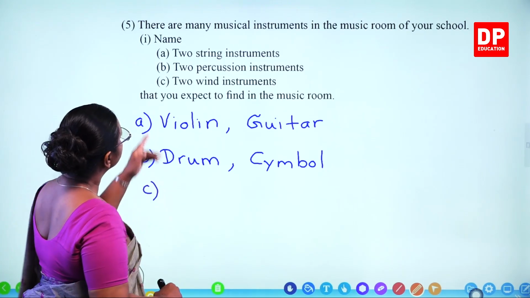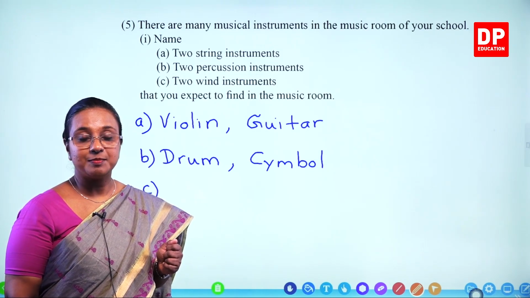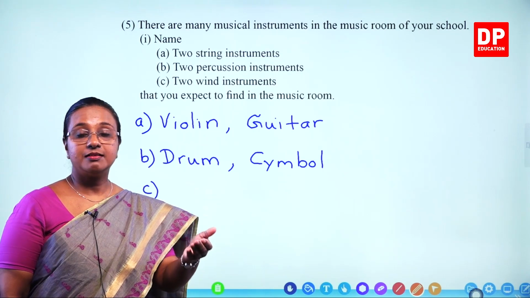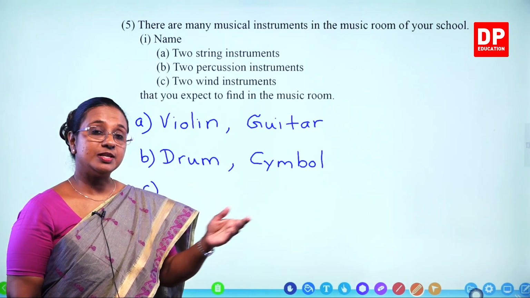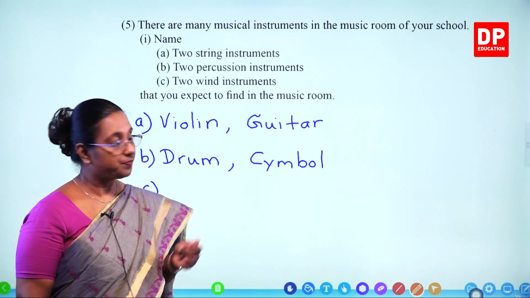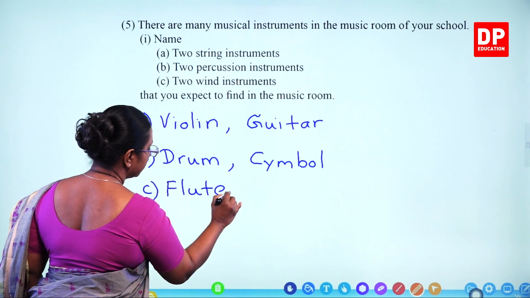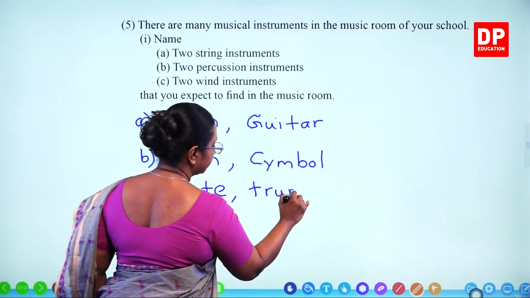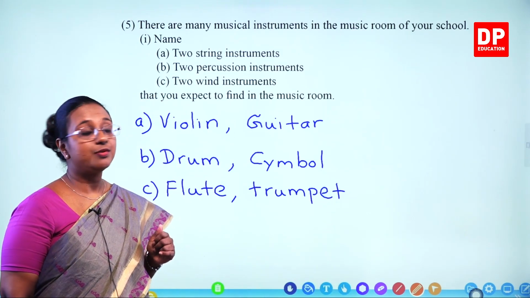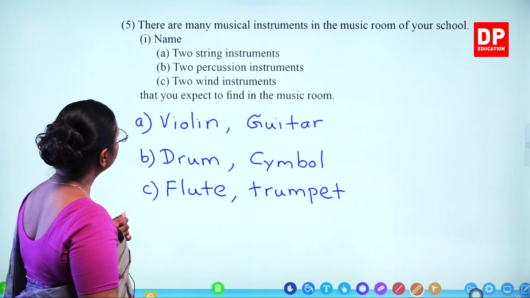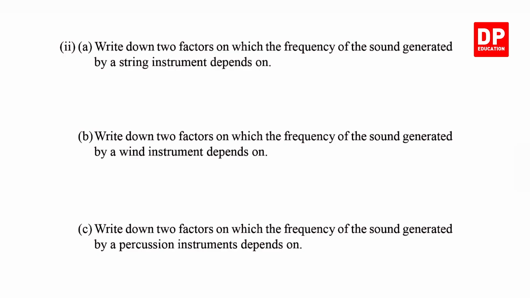Then the next one, two wind instruments. Again, you know many examples. You can think of the flute, the recorder, the trumpet. Any one of those instruments is available in the school. So, here I will write the examples as flute and trumpet. So, those two are examples of wind instruments that you would expect to find in the music room. I will move on to the next one.